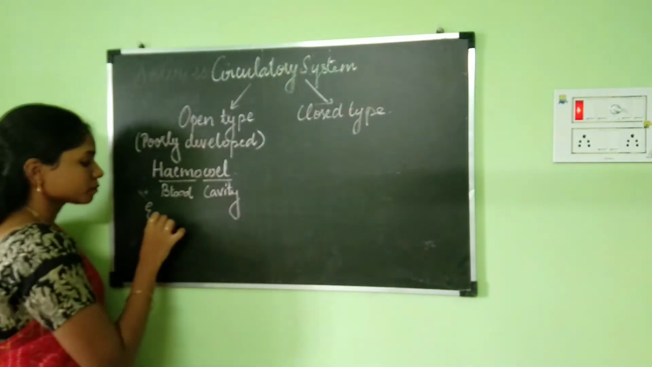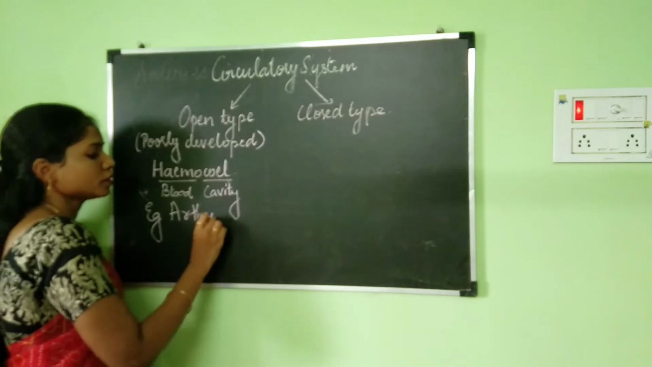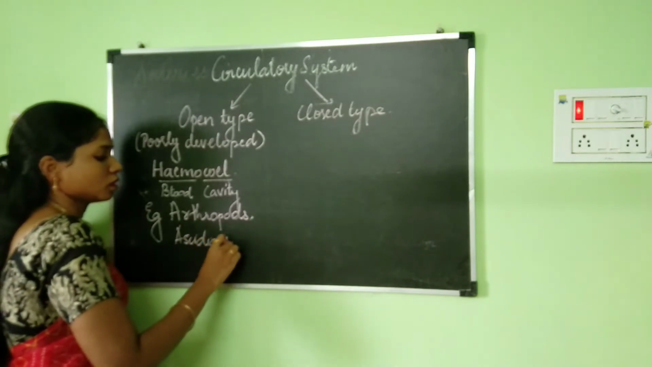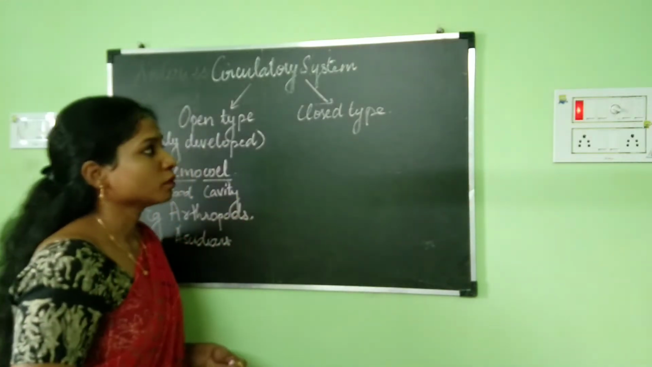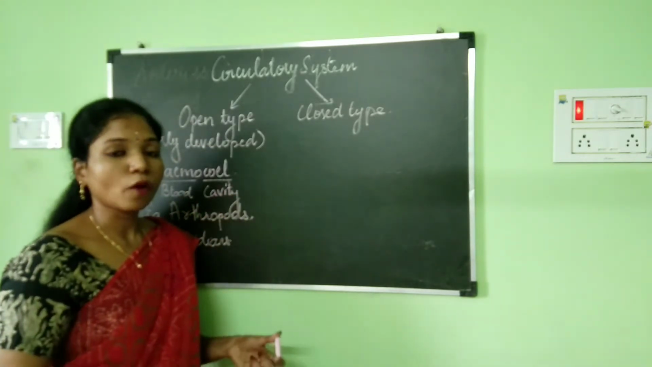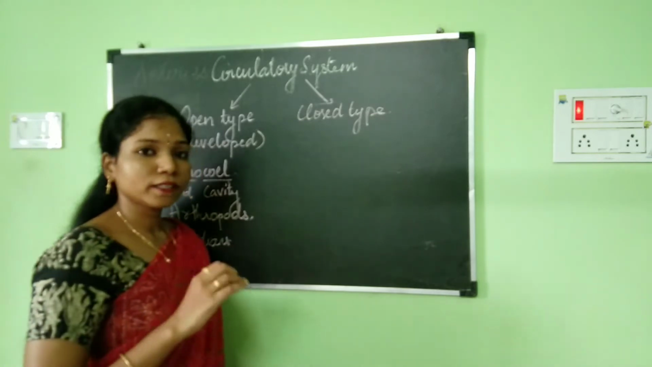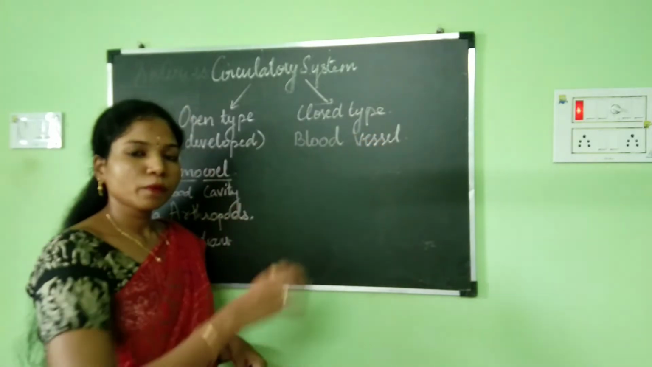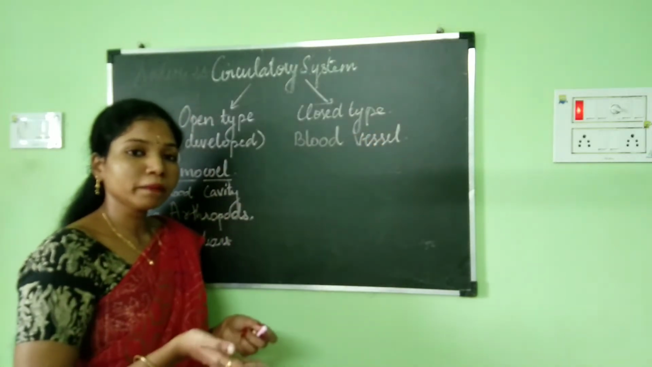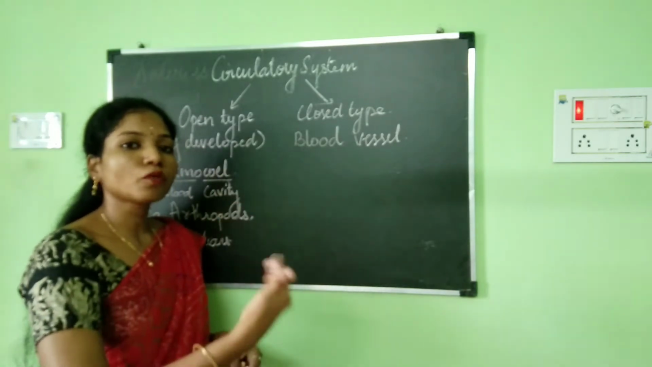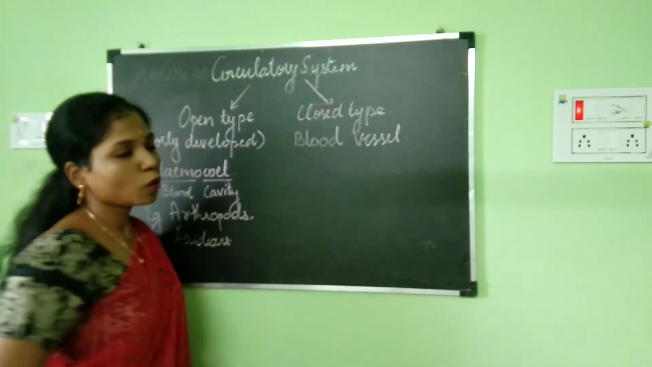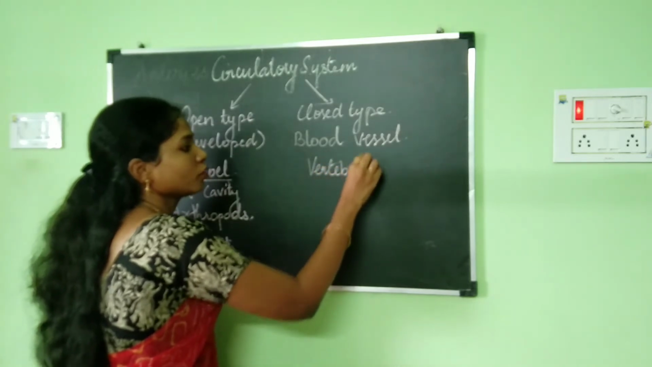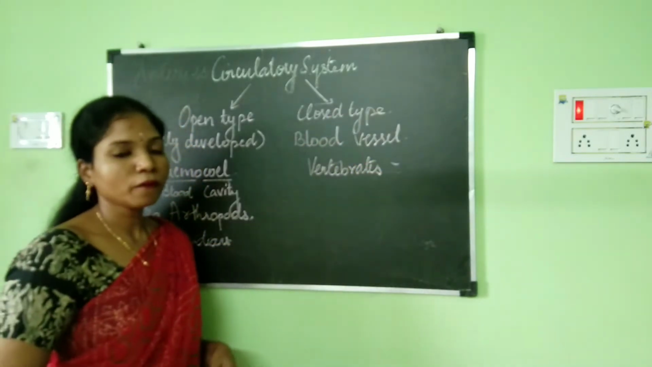And the examples of this are arthropods and ascidians. Now let's move on to the closed type of circulatory system. The closed type of circulatory system is seen in all the vertebrates. In the closed circulatory system, the blood is going to be flowing inside a complete blood vessel. This type of circulation, where the blood is flowing inside a complete blood vessel, and through the blood vessel the blood reaches each and every part of the body, is known as closed type of circulation. And the example here is the vertebrates. So all the vertebrates have a closed type of circulatory system.